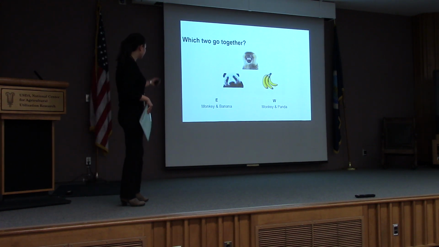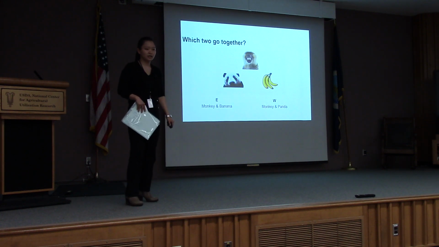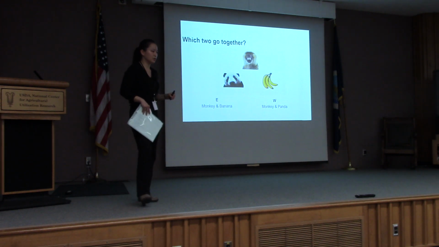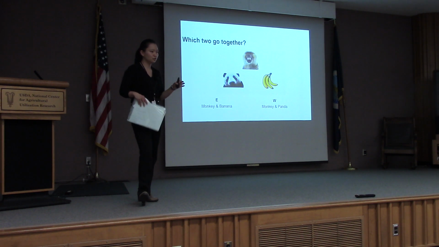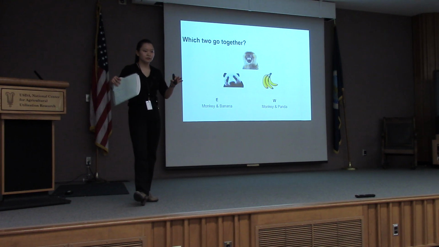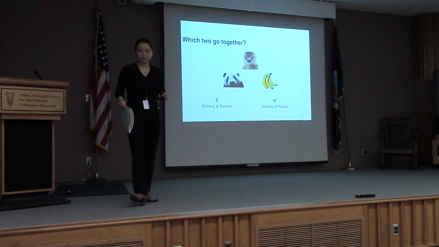So a lot of Easterners would tend to group the monkey and banana together. Why? Because of the interaction, right? Because monkey eats banana. They believe the interaction of two separate objects have intangible connections, right?